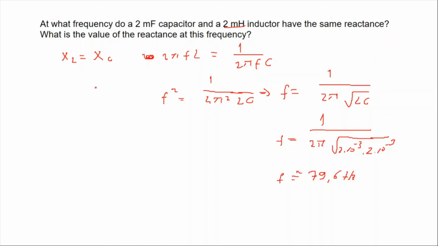What is the value of the reactance? For calculating the value of the reactance, for example, we can calculate XL. It is going to be equal to 2 pi FL. It is going to be equal to 2 times pi times F, which is 79.6, times L, which is given as 2 times 10 to the negative 3. It will give you some value.